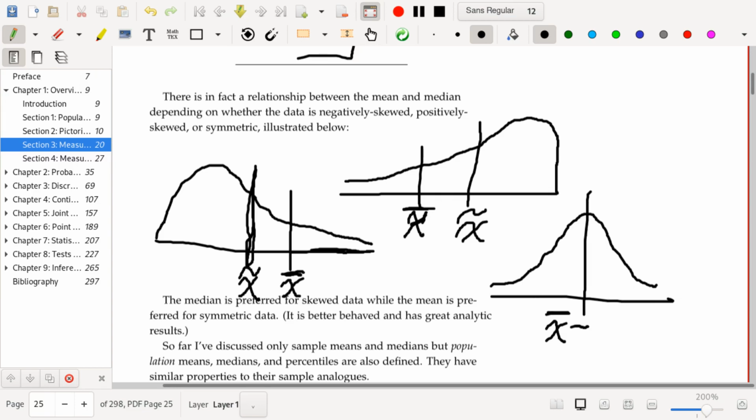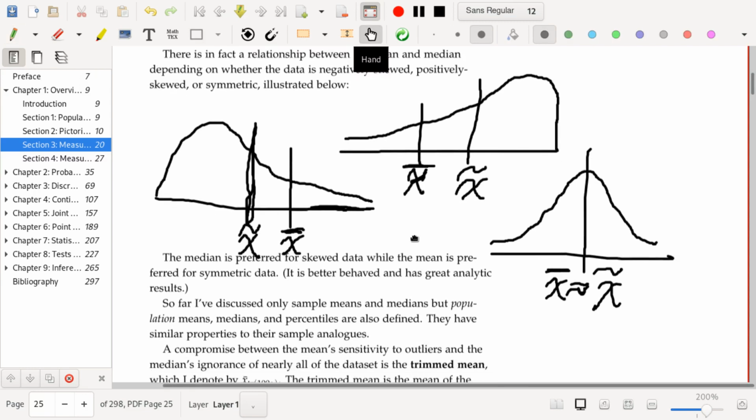In probability, when we talk about means and medians, they will be exactly the same when the distribution of the data is symmetric. But in real data, that's never the case. In real data, they will just be close, and what it means to be close is a judgment call, right? So what would some implications of that be?